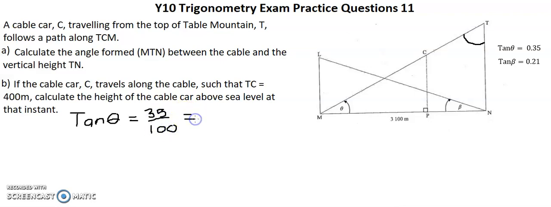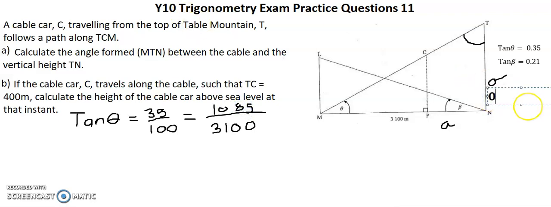I can look at that as an equivalent relationship, because this is my opposite and this is my adjacent side. So I turn 100 into 3,100 by timesing it by 31. So I times the numerator by 31 and I get 1,085. That helps me because now I know that my height is 1,085 meters. So that's our first step that we need to have taken.